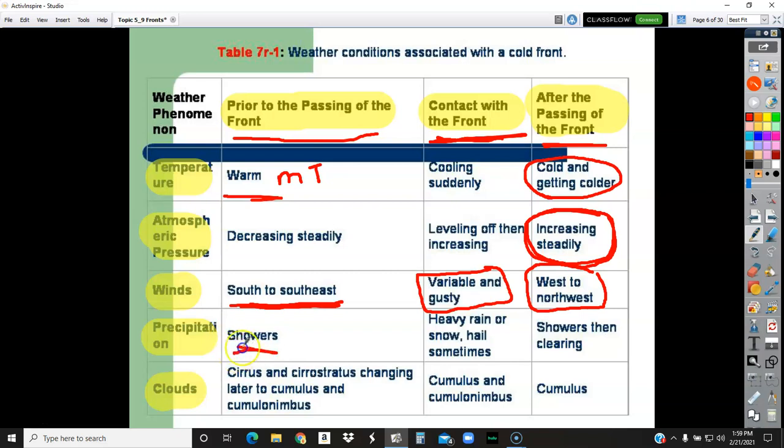Precipitation, you might get a little bit of showers before the front. Not much precip, though. The heavy precip with the cold front is always when the cold front comes in contact with you. So as soon as the cold front hits your location, that's when you get the heavy rain, the heavy snow, hail, which you might get with a thunderstorm, things like that. And then after the cold front passes, it's going to clear out very quickly. And then this just shows you the types of clouds. You got your cirrus, your cumulus, and your cumulonimbus when it gets to you.